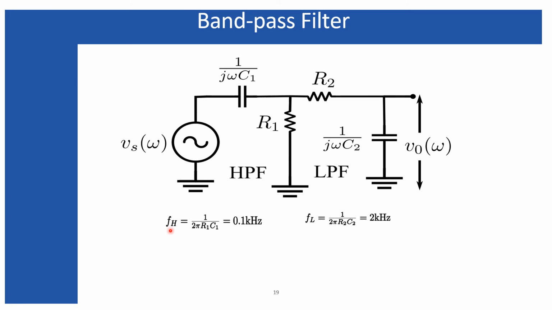So the cutoff frequency for the high pass filter is denoted as FH, and that defines the lower cutoff frequency because this 0.1 kilohertz is less than 2 kilohertz. And the cutoff frequency of the low pass filter, denoted as FL, defines the higher cutoff frequency of the entire circuit because the 2 kilohertz is greater than the 0.1 kilohertz.